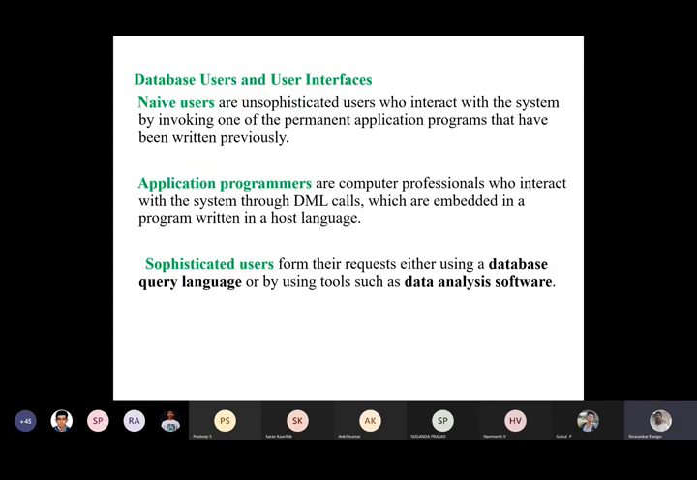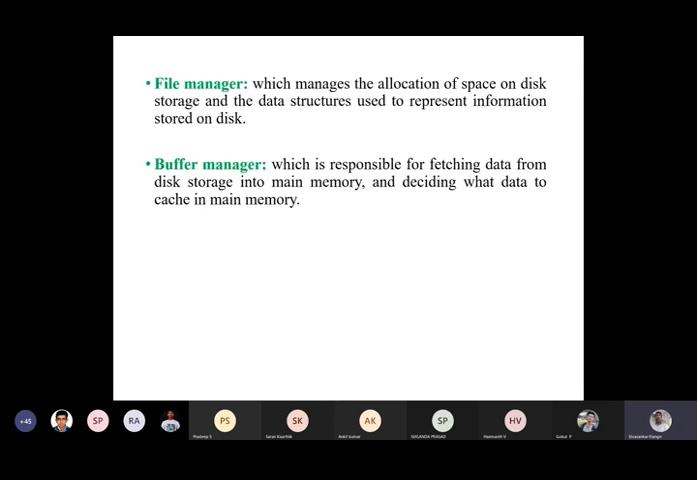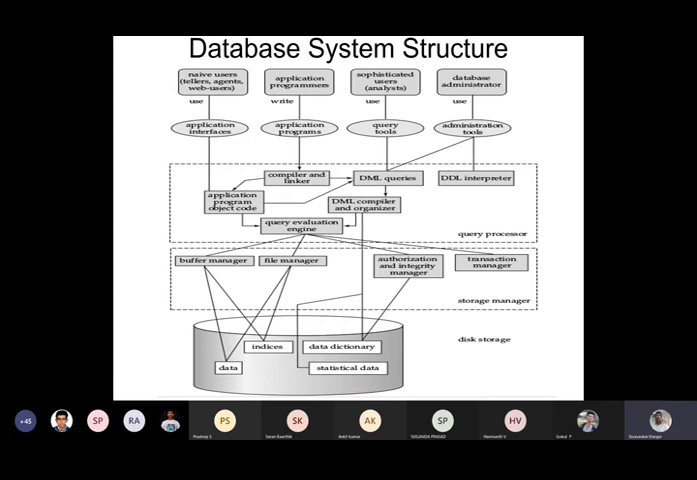And in the top tier, we have different types of users who interact with the system by means of different interfaces. We have naive users who interact with the system by invoking an application program that has been written previously. Naive users are tellers or cashiers in a bank or financial institution who interact with the system by invoking an existing application program.